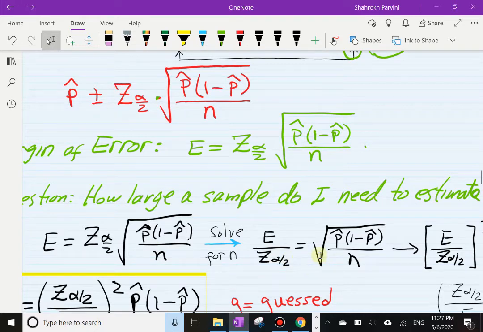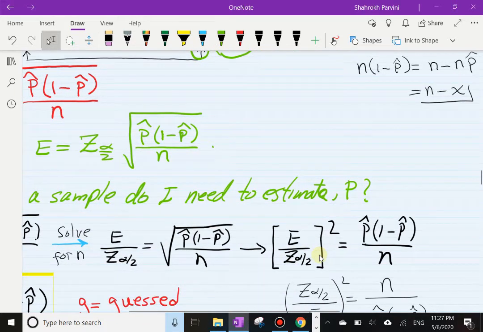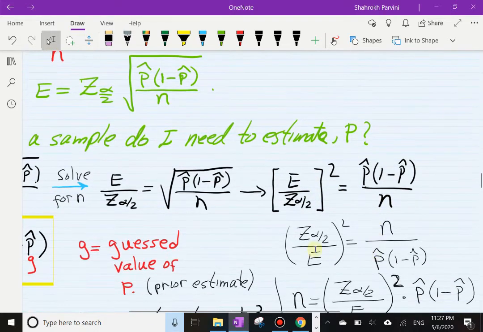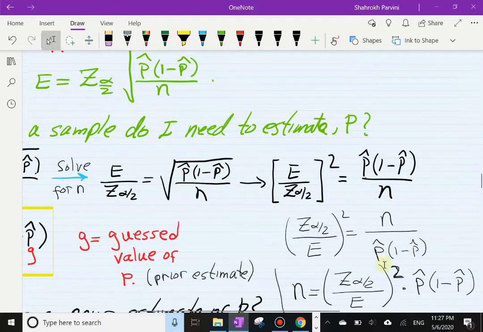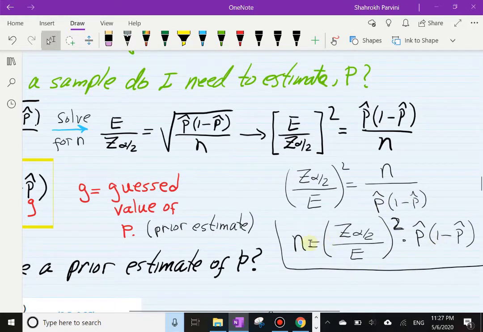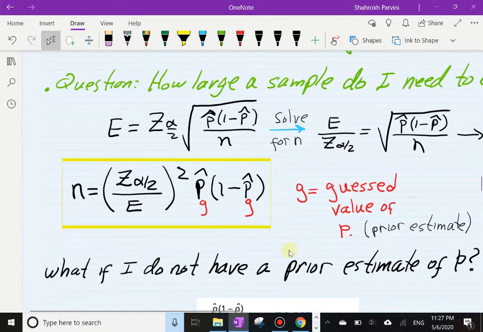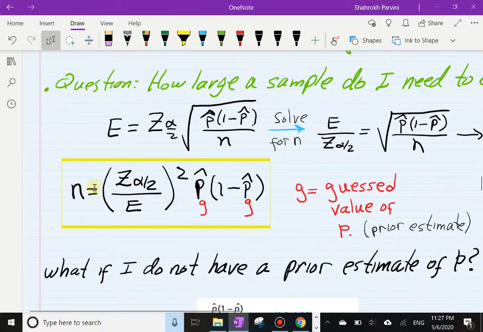Next, to get rid of the radical, I squared both sides, and that gives me this step. And then what did I do? I flipped the fraction on both sides, and then multiplied both sides by p hat times 1 minus p hat, and this is what I got. So notice this is how we solve for n, and that leads into this formula.